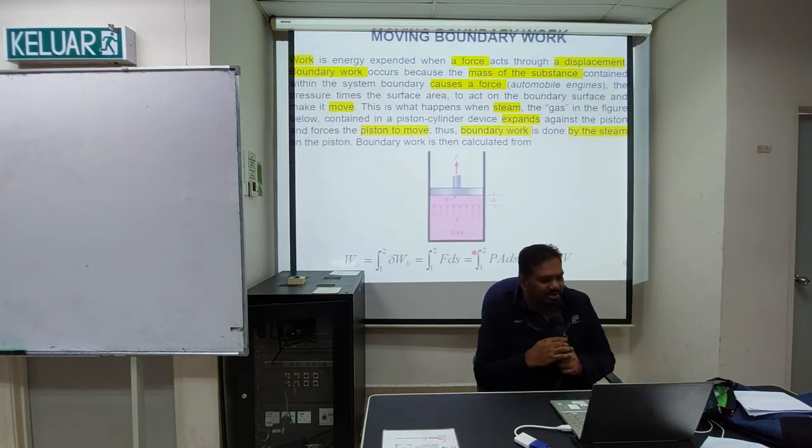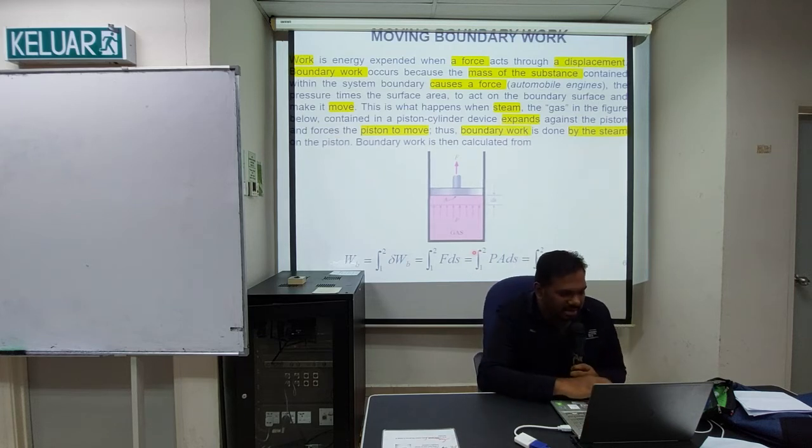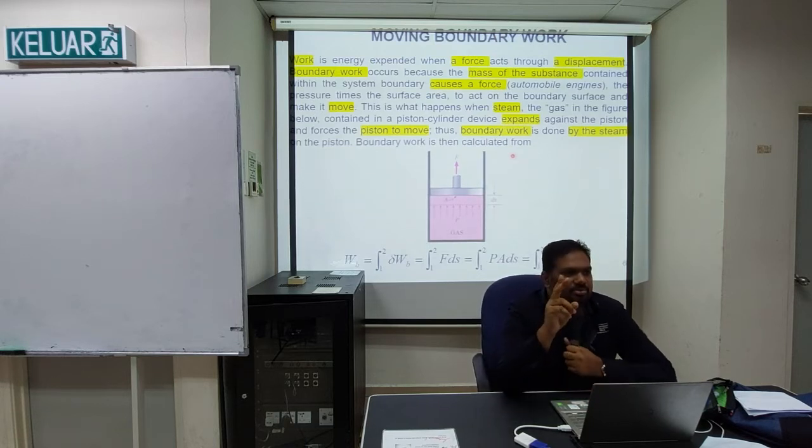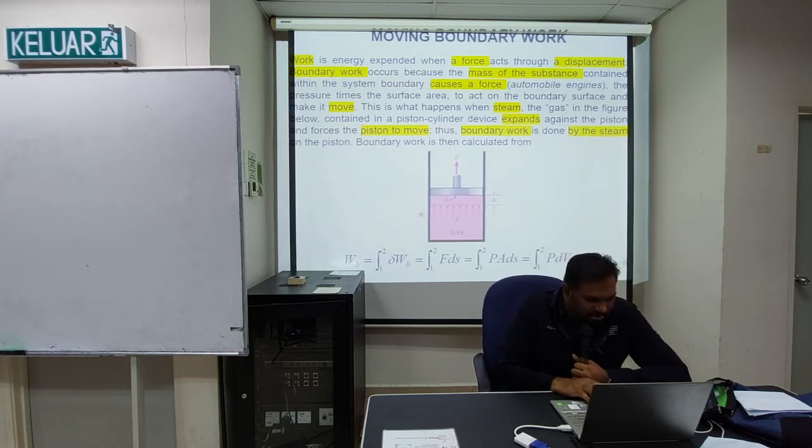For chapter 7 we will move on to another thing we call moving boundary work. Work is divided into two. Previously we only learned work, but in a closed system there are two kinds of work. One is boundary work, and one more is other work. If you look here, what is boundary work? I will just give you the definition.